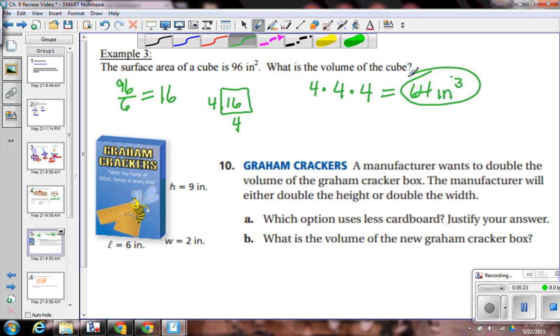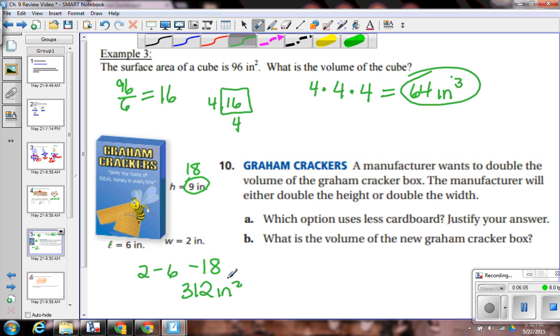Okay, for the graham cracker box, when you're doubling the height, it is kind of obvious that that would take more cardboard because it's like a long skinny box, and the other way is forming a cube, but they do say to justify our answer, so let's get the surface area of each of those boxes. So we have the one where the height has been doubled, and it's 18 now, so that would be a 2 by 6 by 18. I'm going to use the smiley face method and end up with a surface area of 312 inches squared.